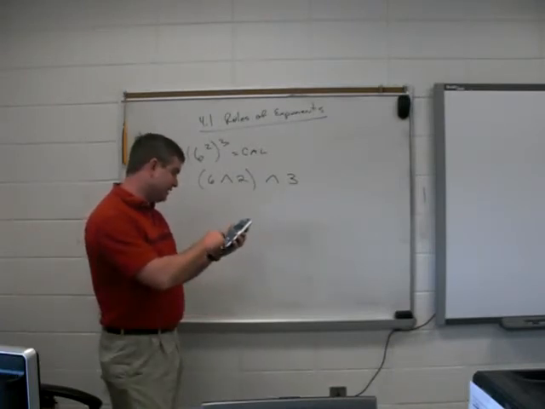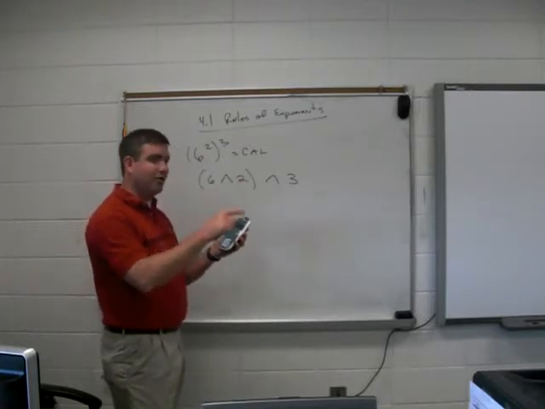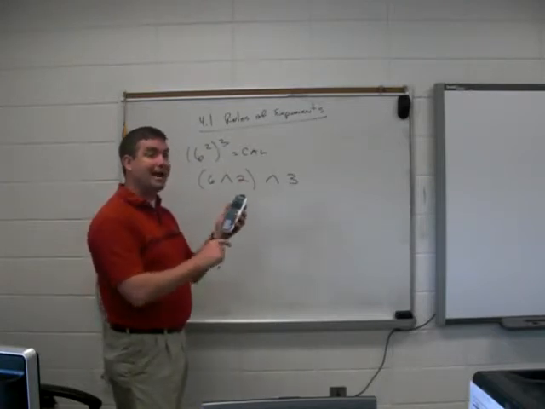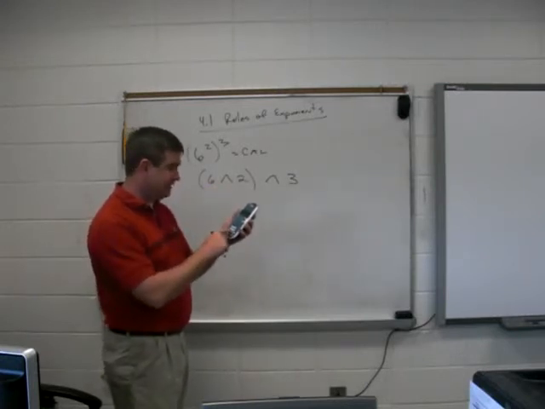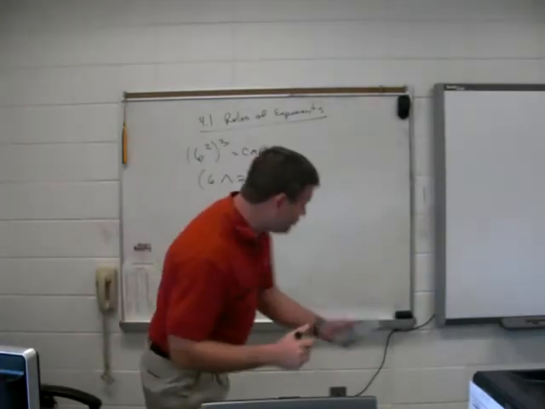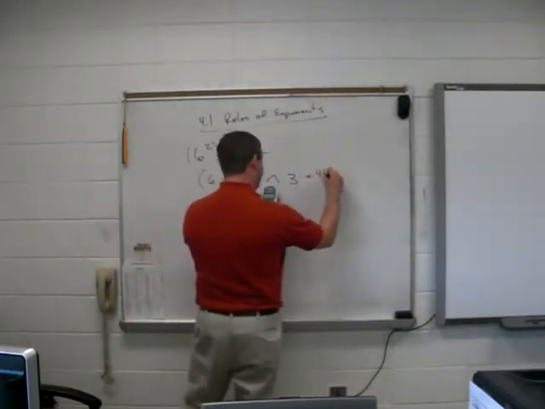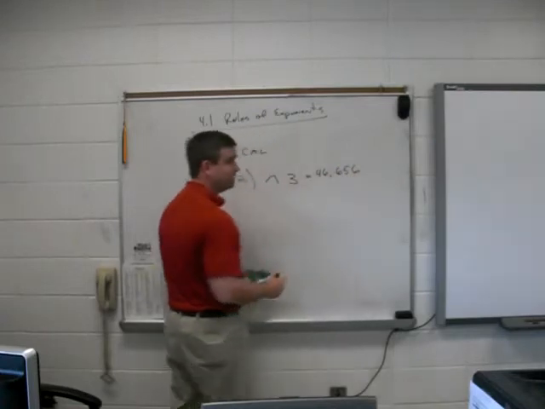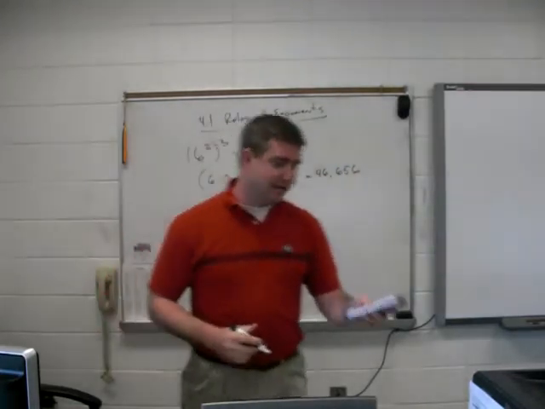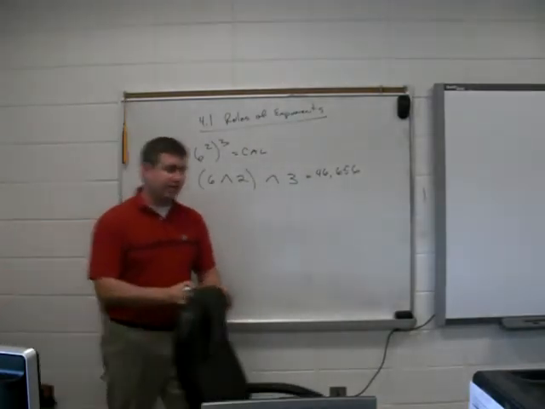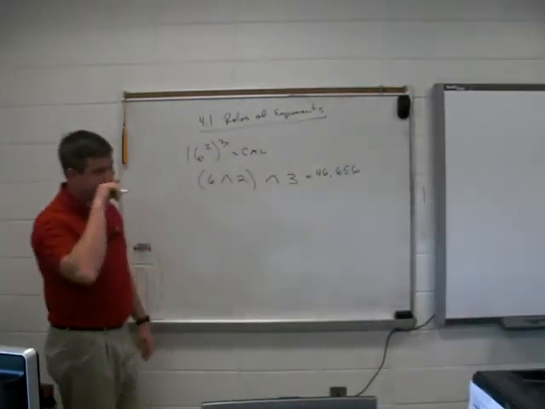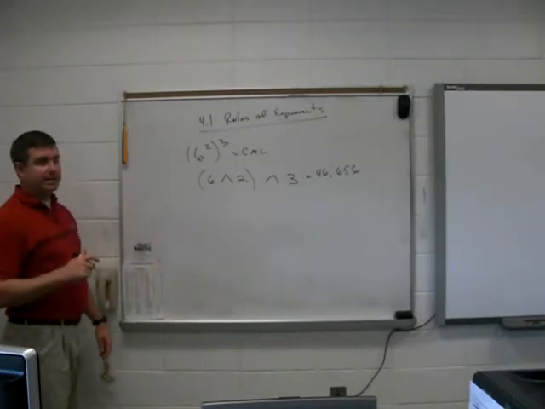You can say clear, 6 caret 2, and it already put it up there for you. Then you hit the right arrow button to bring it down again, and hit caret, it puts it in parentheses, and then you hit 3. You've got to do it correctly in order to get 46,656. Try it on your calculator and see if you get the correct answer. Anybody not get the right answer?